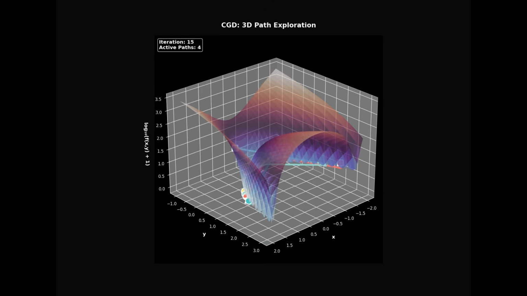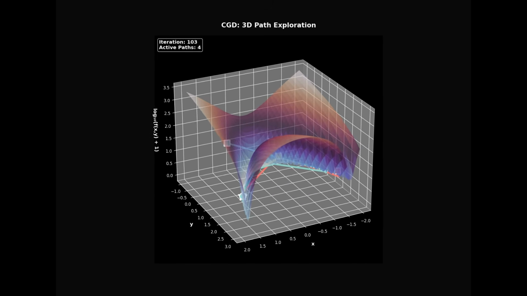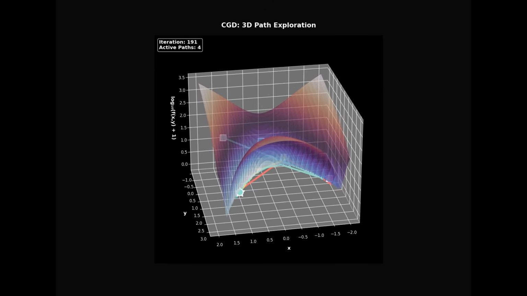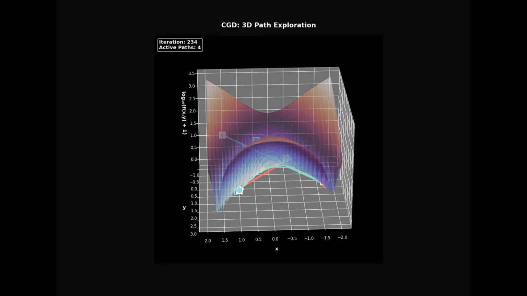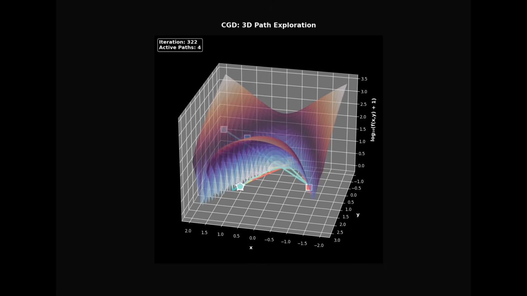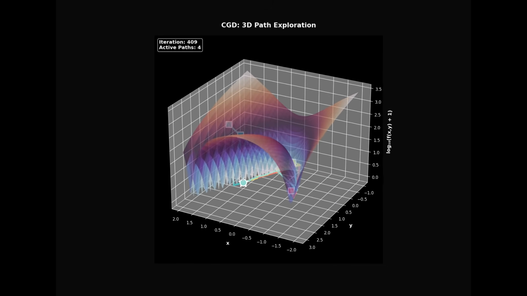Finally, this 3D rotation shows the paths from all angles. You can see how conjugate gradient navigates the banana valley intelligently, while the surface itself reveals why this function is so challenging. This is nonlinear conjugate gradient in action, not as theoretically perfect as the quadratic case, but still dramatically better than standard gradient descent.